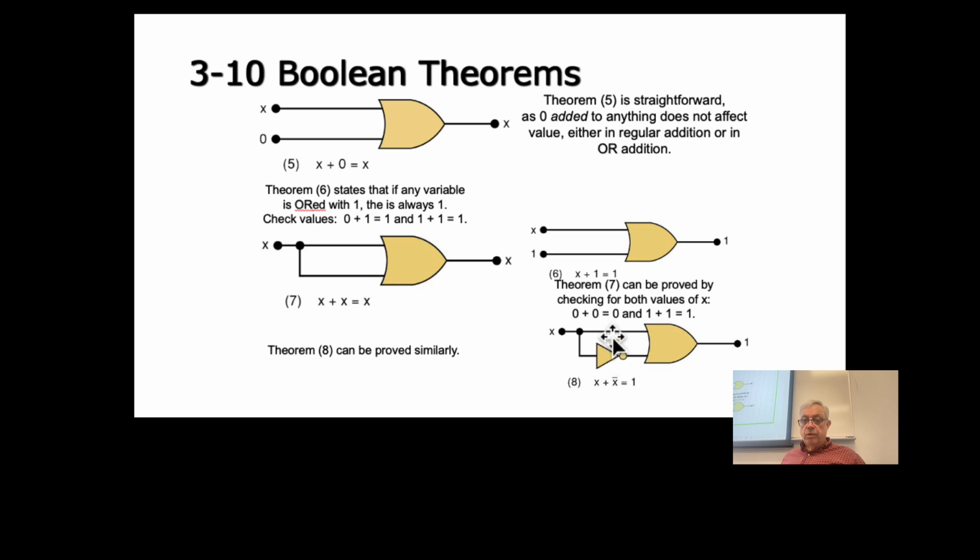This next one, X or not X. If X is a 0, not X is a 1. If X is a 1, not X is a 0. In either case, I've got a 1 to an OR gate. That's going to get me a 1 out.